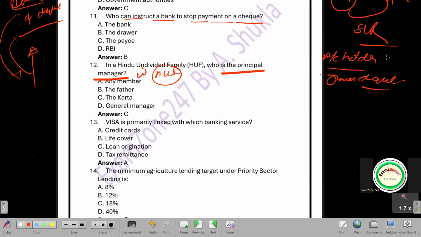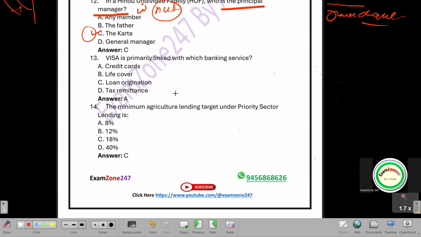Yes, Karta. Visa is primarily linked with which banking service? Everyone has a Visa credit and debit card. Okay, then it is credit card. But see, both terms cannot come here. If credit card is there, then debit won't come, because you cannot select multiple options. Only one option is correct. Visa is primarily linked with this.